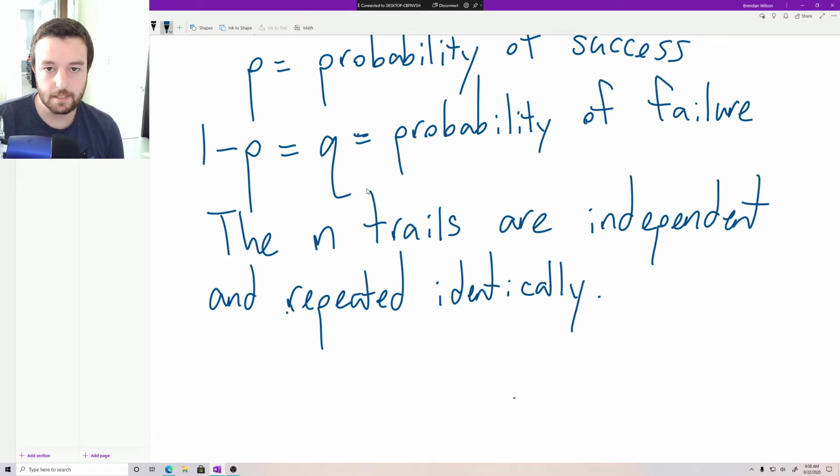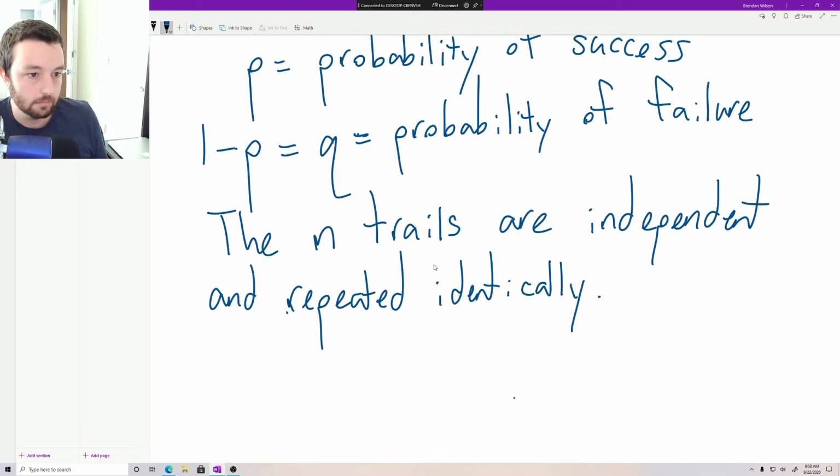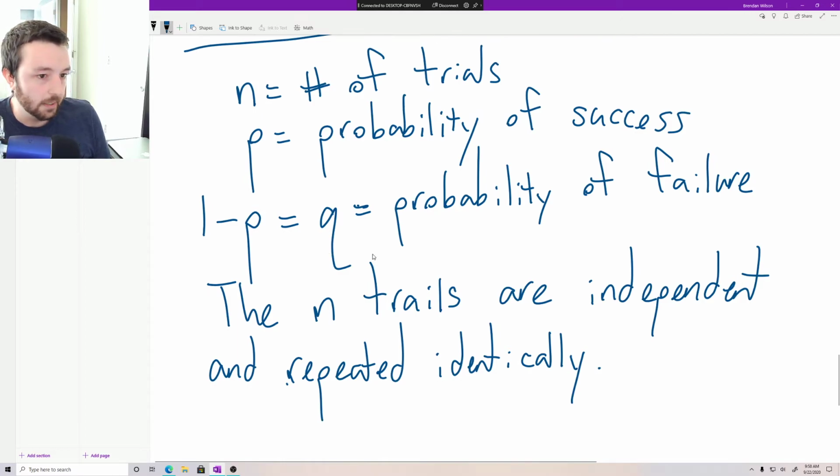I mean, the best example of this is just thinking of flipping a coin several times. You're doing the exact same thing every time, and none of them have any effect on each other, and they are repeated identically. So your p would be 1/2, your q would also be 1/2. And by the way, these are the only two possible outcomes. You could either have p or you could have q.